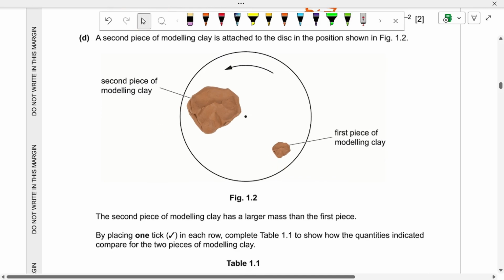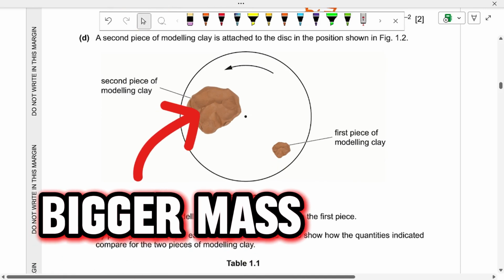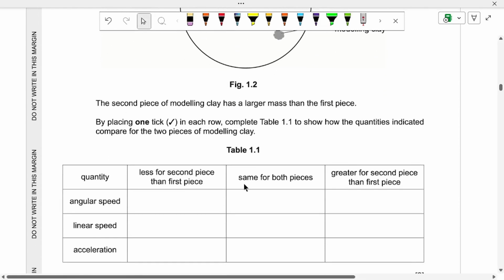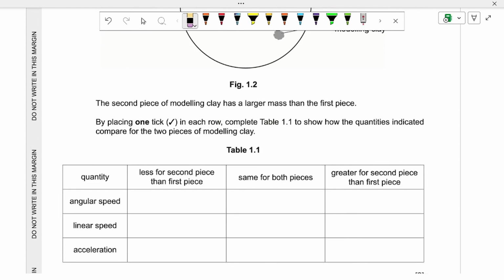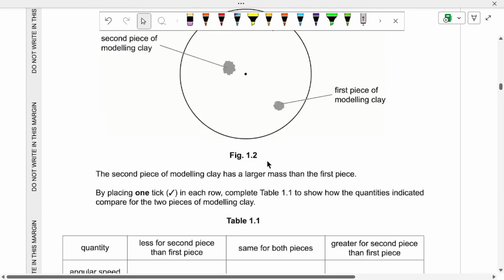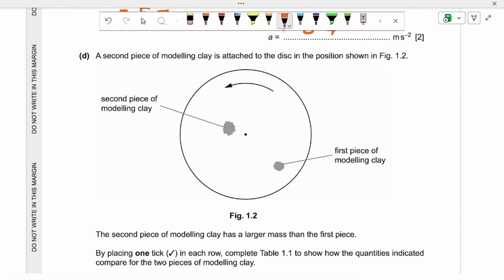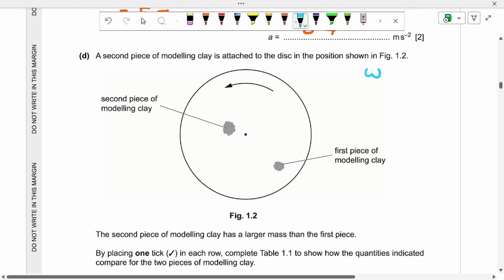But this one has a slightly bigger mass. It's bigger. If I were to weigh these two, the second piece has a bigger mass. And I want to compare how these three quantities vary: angular speed, linear speed, acceleration. So in order for you to understand questions, you have to understand where they come from. What is omega? Just ask yourself, what is omega?